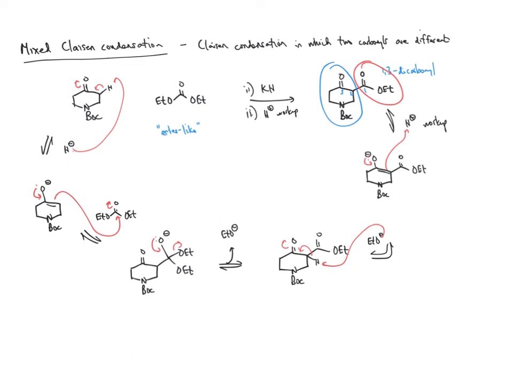So these Claisen condensation reactions, whether it's a regular Claisen condensation or mixed Claisen condensation, can also occur intramolecularly. And this has a specific name, and that's the last reaction we're going to do, and that's known as the Dieckmann condensation. All right, so the Dieckmann condensation is just an intramolecular Claisen condensation.